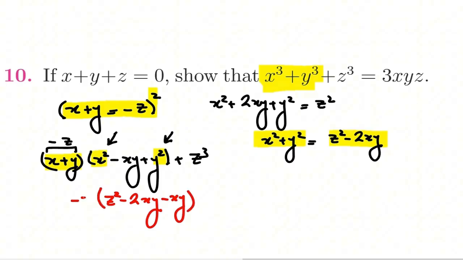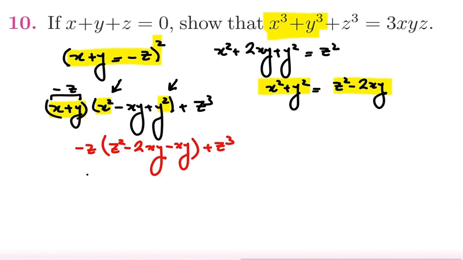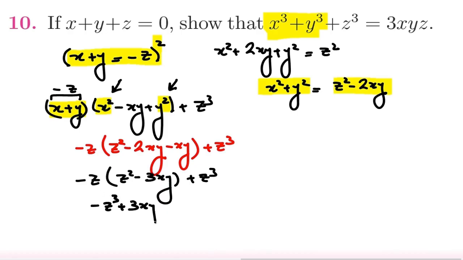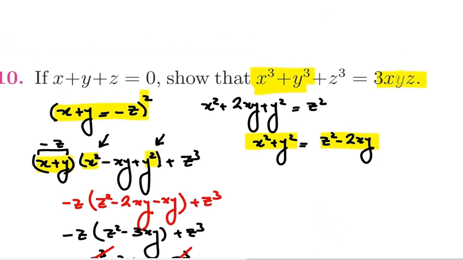At the front, there's a minus z factor and also a plus z cubed. Now minus z here as well as z squared minus 3xy plus z cubed. If we distribute the minus z, we get minus z cubed plus 3xyz plus z cubed. This cancels with that, and here's what's left for us: 3xyz. We got 3xyz on the left side, and there's also 3xyz on the right side. So this is equal to that.